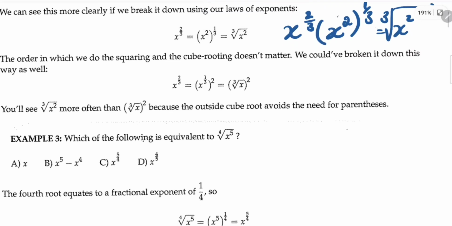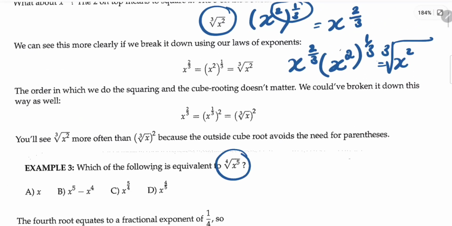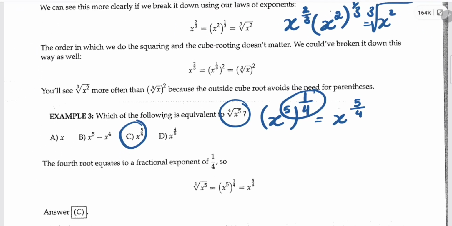Easy? Okay, so let's solve this example. Here, the 4th root of x to the power 5. So, x to the power 5, all to the power, how can I write the 4th root? 1 over 4. So, it's x to the power 5, all to the power 1 over 4. So, I can write it as x to the power, multiply the powers, 5 over 4. So the answer is C. It's x to the power 5 over 4.